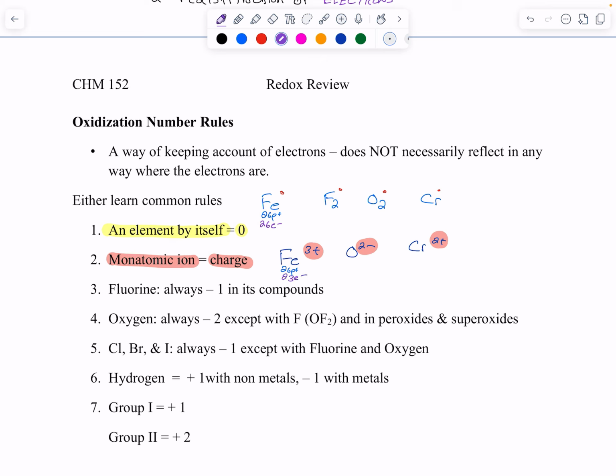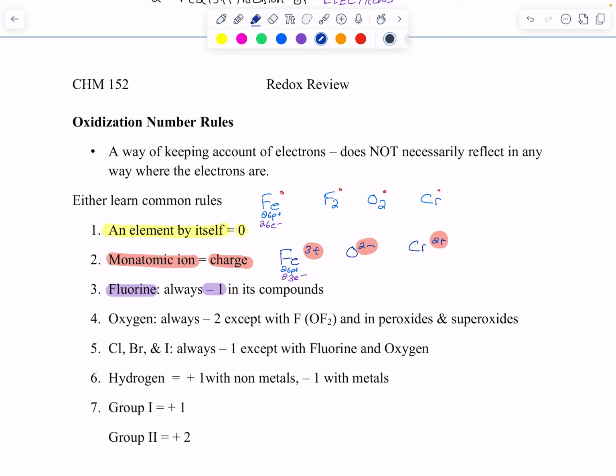All right. Fluorine is -1 in compounds. Period. What's the only time fluorine's not -1? Right there. F2, 0, right? F2. Fluorine as an element. Otherwise, fluorine's -1.